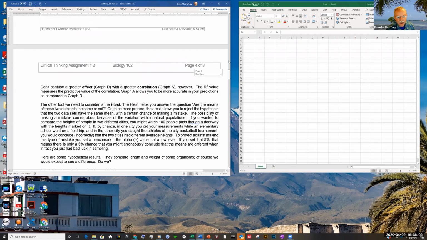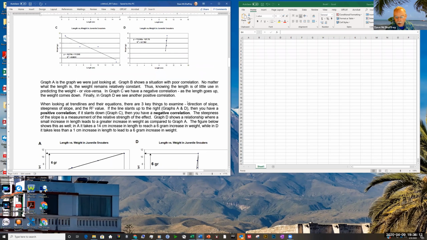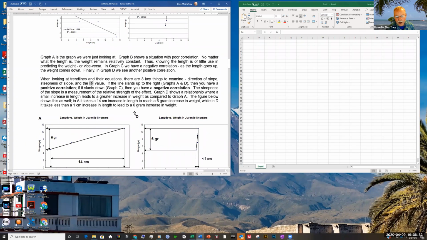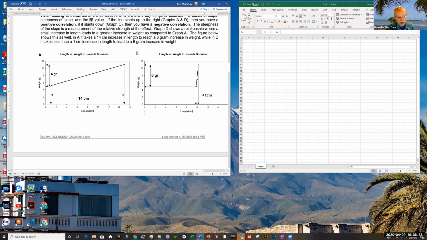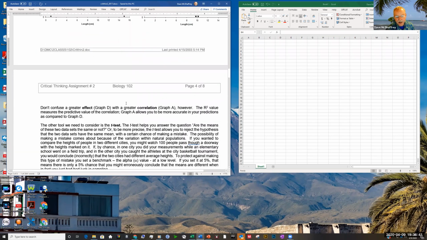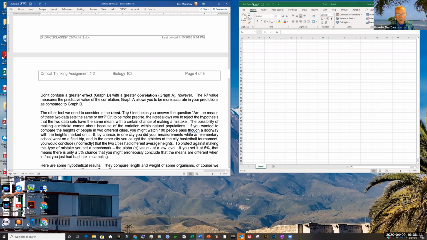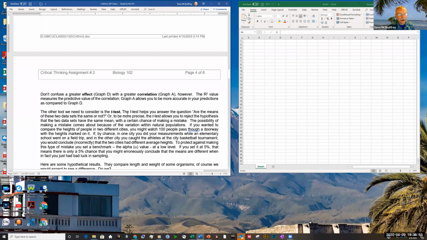So to summarize this, 3 key things to examine: the direction of the slope, is it positive or negative? The steepness of the slope, how strong that relationship is, and what the R squared value is, how good that model is overall. So again, positive or negative correlation, the steepness of the slope, and then how well it fits. These graphs here just explain a little bit more about what a flat slope versus a steep slope does for you. Okay, that's the effect versus the correlation. So that's it for the graphical analysis that we're going to do.